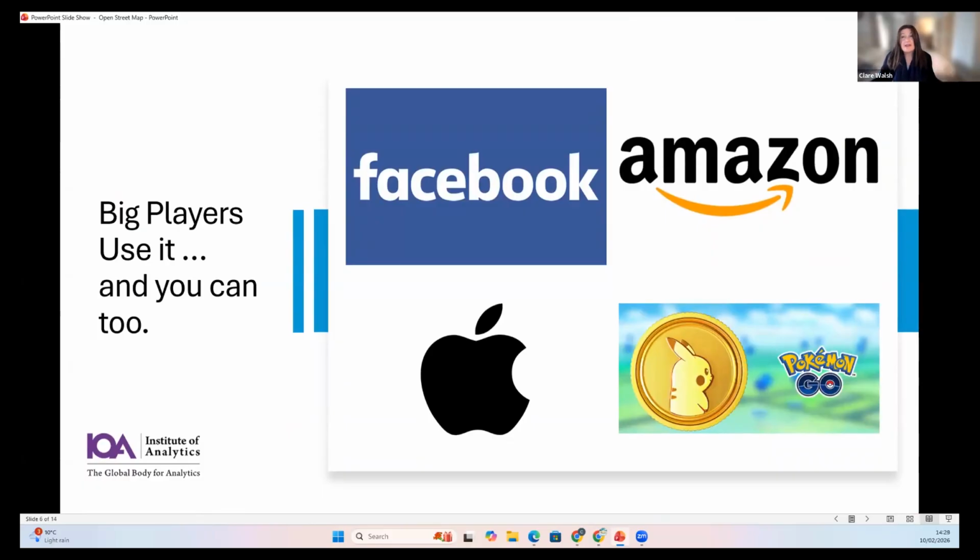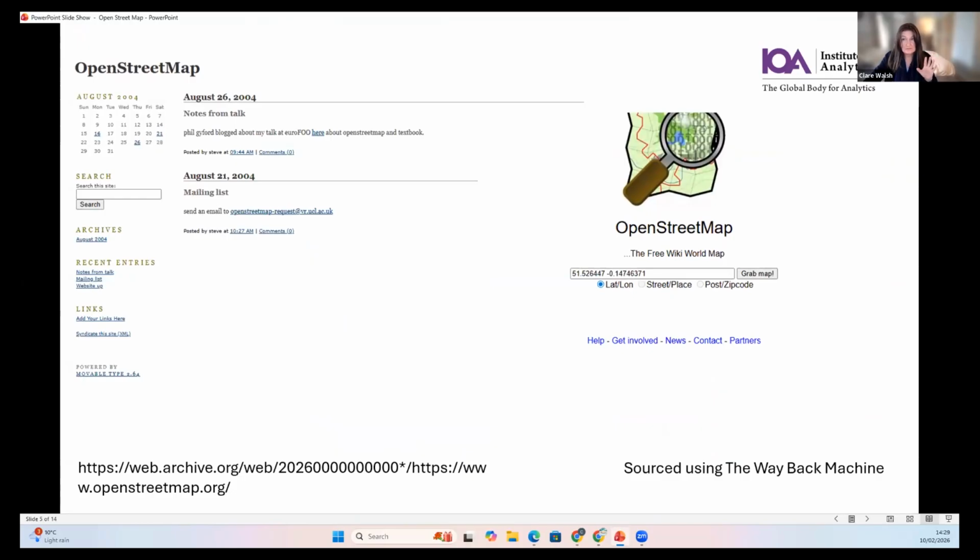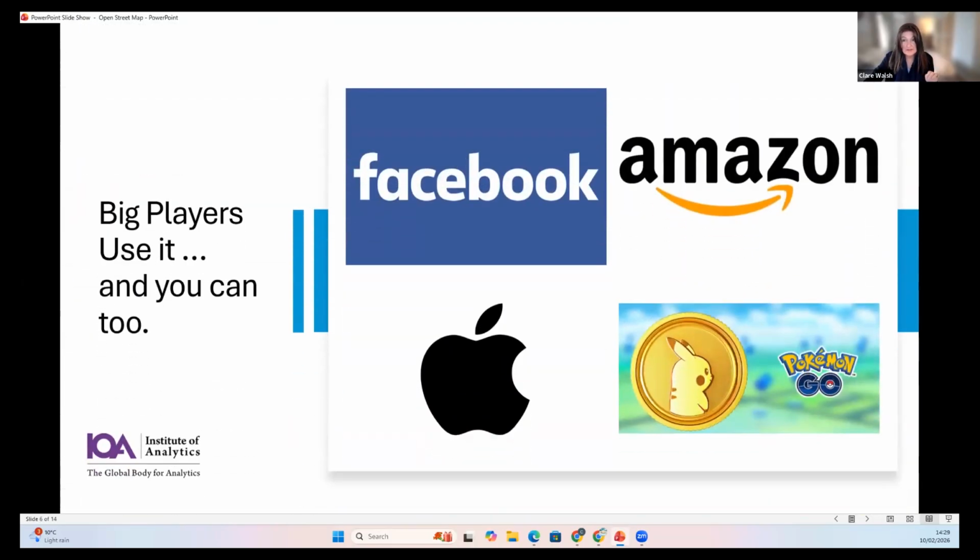It is very comprehensive today. This was over 20 years ago, and we have had thousands and thousands of people contributing to it, and it's pretty good these days. Big players use it. Facebook, Amazon, Apple don't always want to pay Google Street Map prices, and so they use it. It got a massive boost.